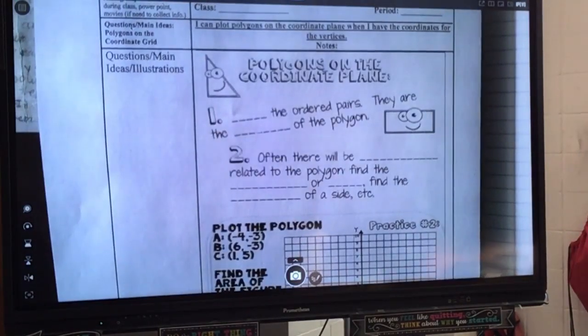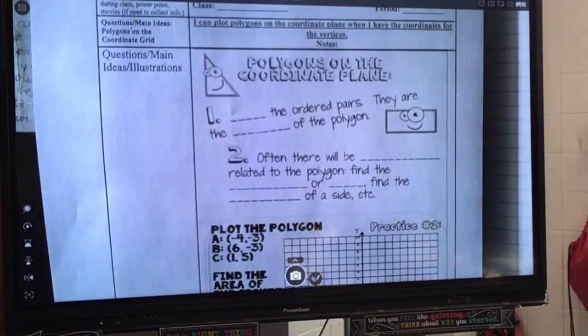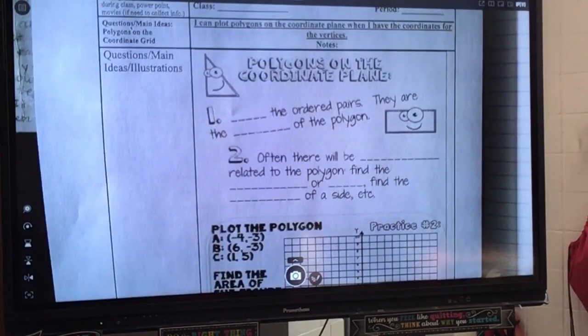Alright, so the main idea of today is I can plot polygons on the coordinate plane when I have the coordinates for the vertices. This is something that you are going to have to know how to do. I believe there was a question or two on the benchmark that we just took where you had to find the last vertice of the shape. Isn't there a question or two like that on there? I think so. This is going to be something that is good for you guys to know and understand.